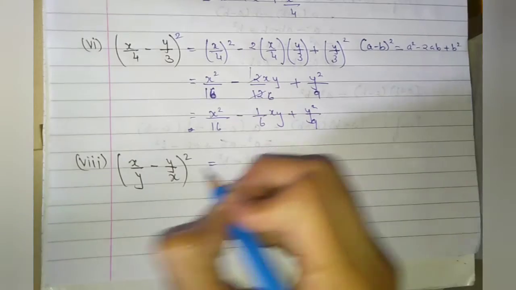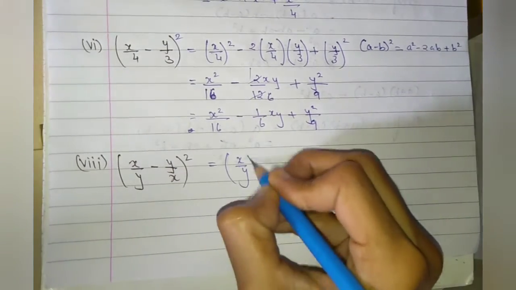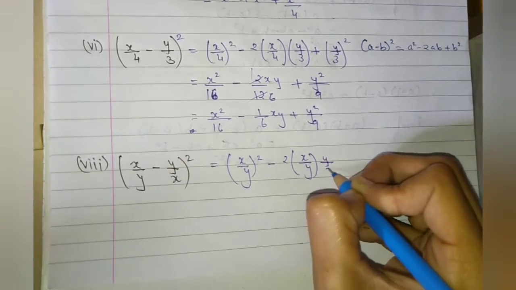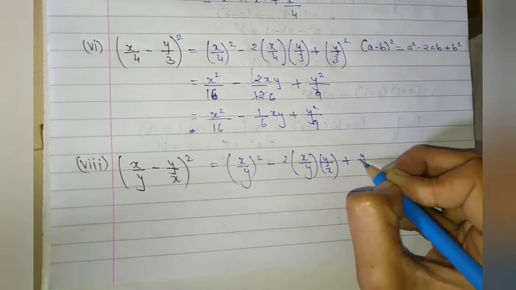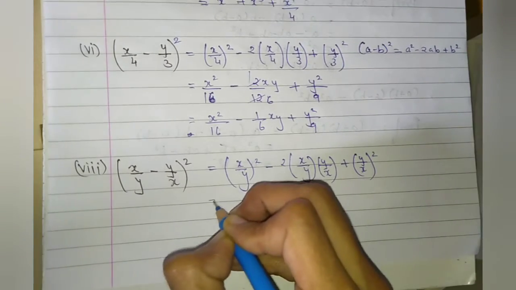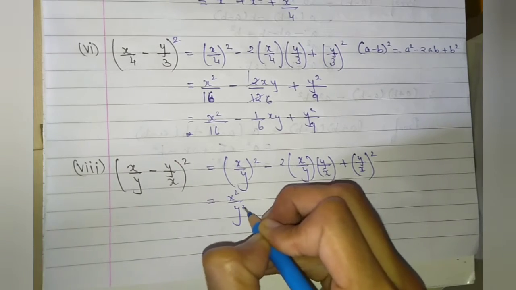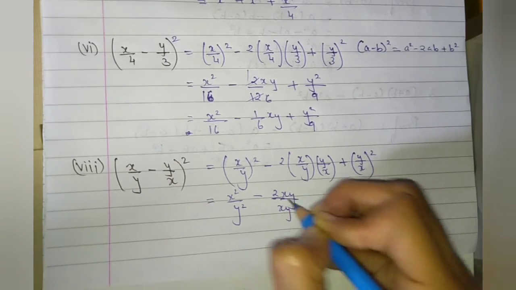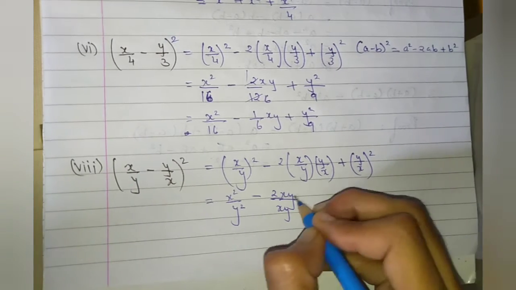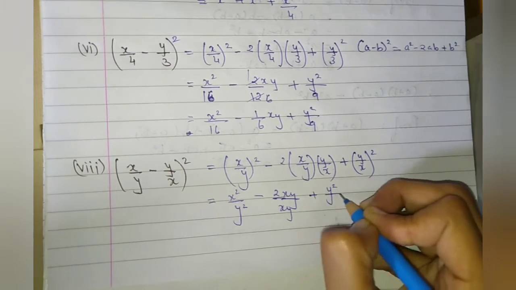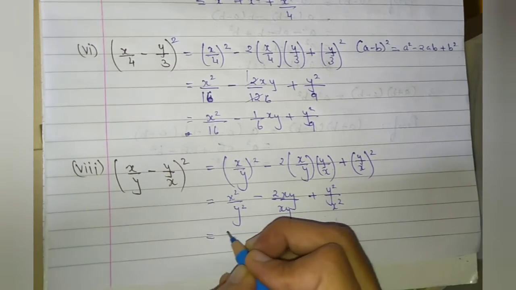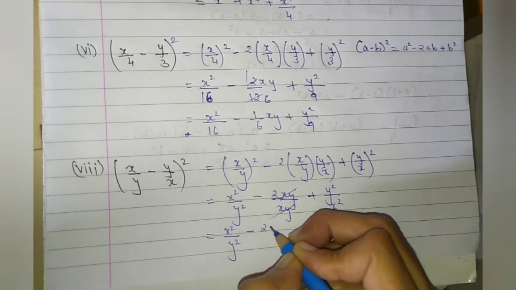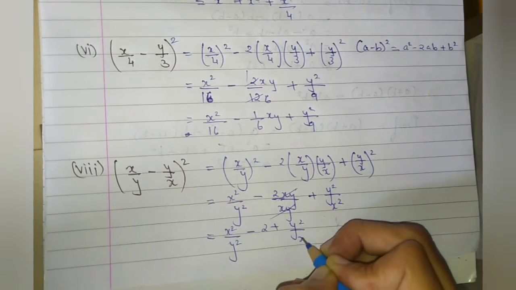Now this same way, x upon y whole square minus 2 x upon y, y upon x plus y upon x whole square, which is equal to x square upon y square minus 2xy upon xy. Okay, x into y is xy and x into y is xy, plus y square upon x square, which is equal to x square upon y square. xy cancel, so minus 2 plus y square upon x square.